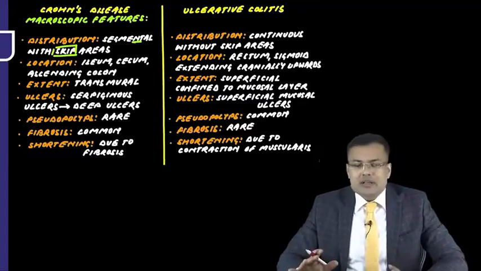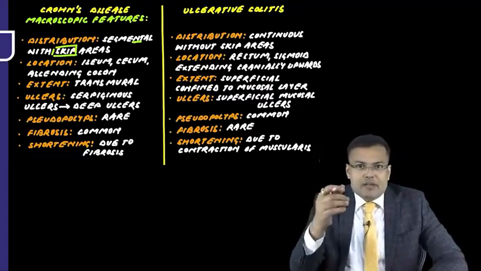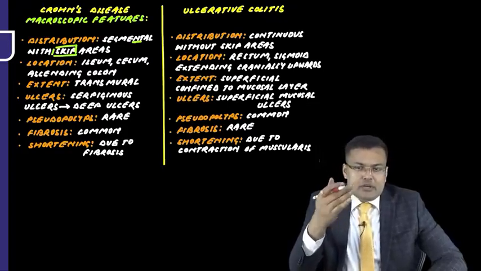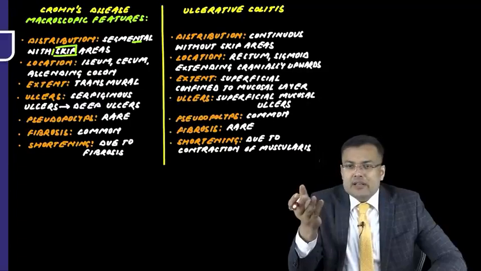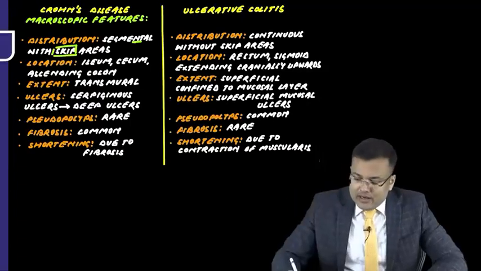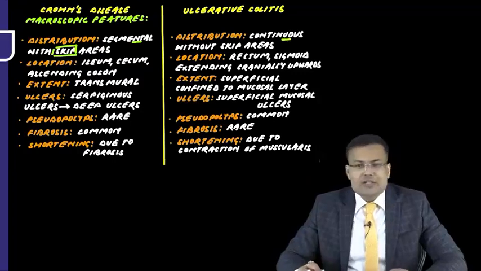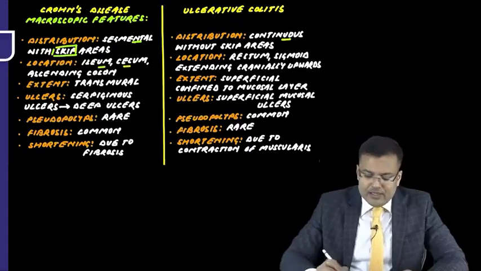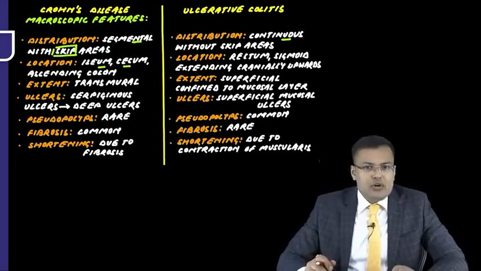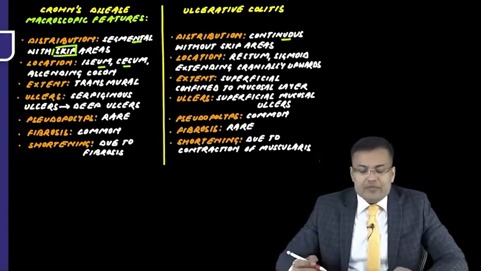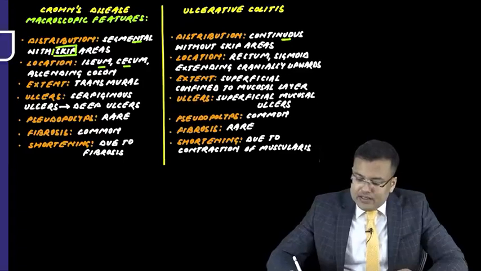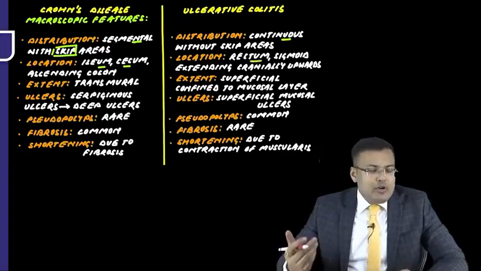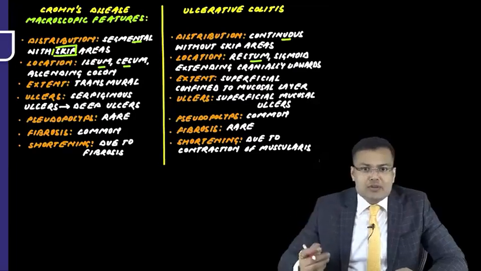But what happens in ulcerative colitis? First there is involvement of the rectum, and then the lesion moves cranially upwards: rectum, then sigmoid, then descending colon, and then transverse colon. So here there are continuous lesions without any skip areas. Now location. What is the most common part of the GIT involved in Crohn's disease? Most commonly the ileum and cecum, and after that the ascending colon. In ulcerative colitis, the disease starts from the rectum, then involves the sigmoid and moves cranially upwards.